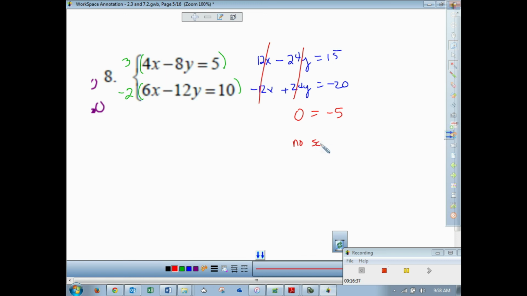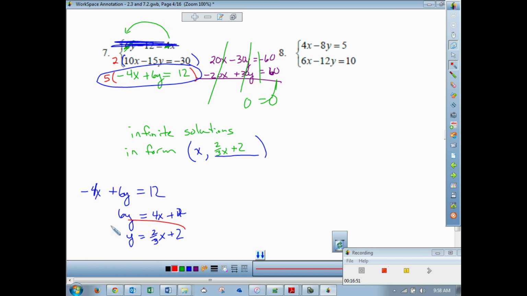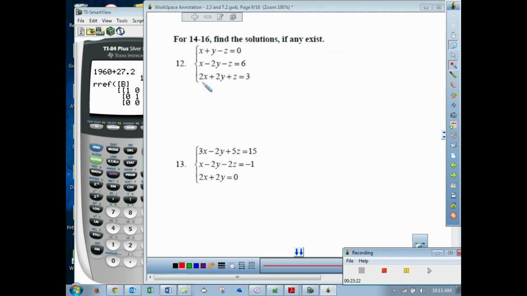If I graph both of these lines, and there are no solutions, tell me about the two lines. They are parallel to each other. Right? These are parallel lines. The other lines were the same one both times. It was this line every time. You'd graph it twice. Right? They intersect everywhere. Groovy.